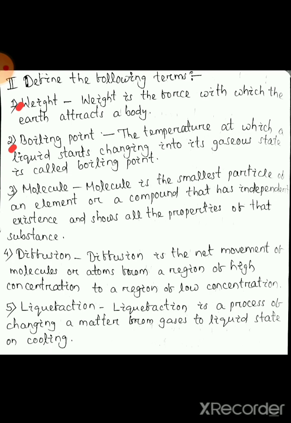Third term given, molecule. Molecule is the smallest particle of an element or a compound that has independent existence and shows all the properties of that substance. The fourth one, diffusion. We know diffusion is the net movement of molecules or atoms from a region of high concentration to a region of low concentration. Okay students? Last one, liquefaction. Liquefaction is a process of changing a matter from gaseous to liquid state, from gaseous form to liquid state on cooling, that is liquefaction. Okay?